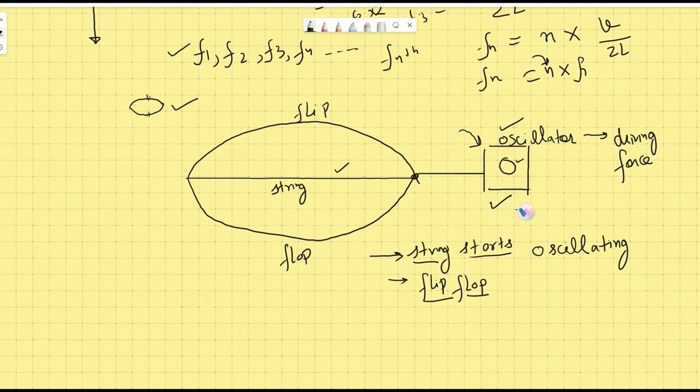The moment you see this flip flop, you should immediately reach the conclusion that you have achieved resonance. And the first resonance will be the first mode itself. So you will only see a single loop. Single loop will be visible. So the first resonance has happened. This is the first mode which has appeared. The fundamental frequency mode has appeared as soon as you see the flip and the flop.